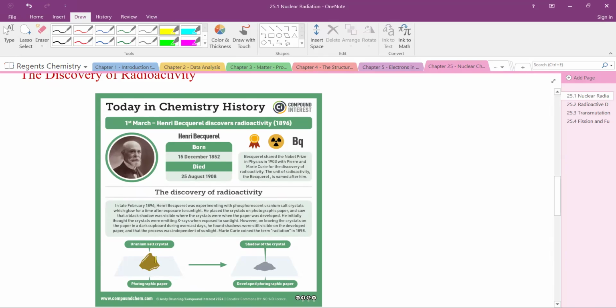So he took his uranium salt and he put it in a drawer in his lab, and he left it there for a couple of days so that all the phosphorescence would be gone. And he even did his experiment on a dark, overcast day.